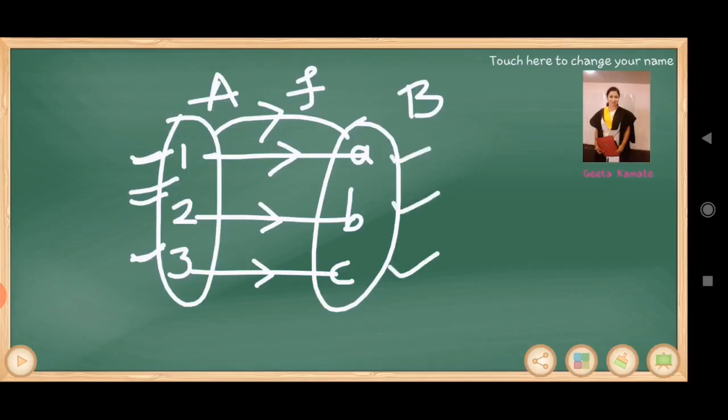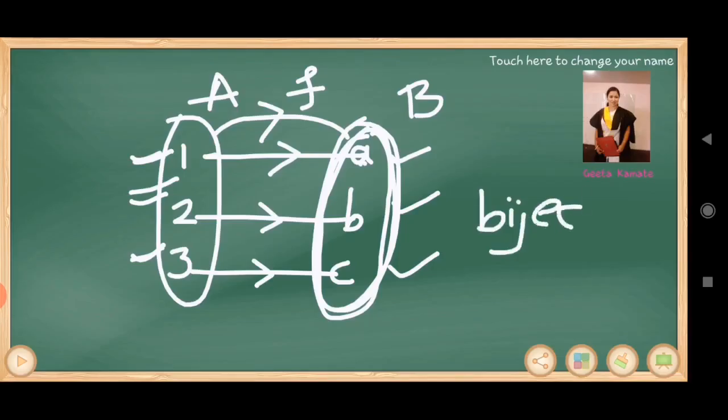Similarly, all the elements of the codomain have a pre-image. A has pre-image 1, B has pre-image 2, C has pre-image 3. Means here different elements have different images, and all the elements of the codomain have pre-images, and hence the function is bijective. Bijective function means the function which is one-one and onto both. One-one means different elements have different images, and onto means all the elements of the codomain must have a pre-image.